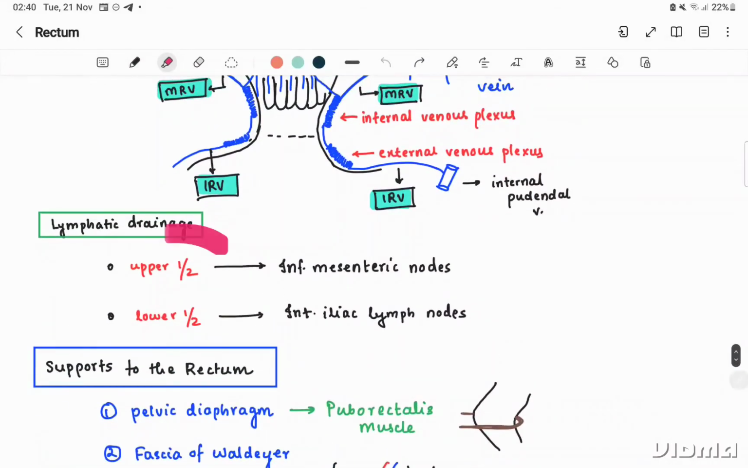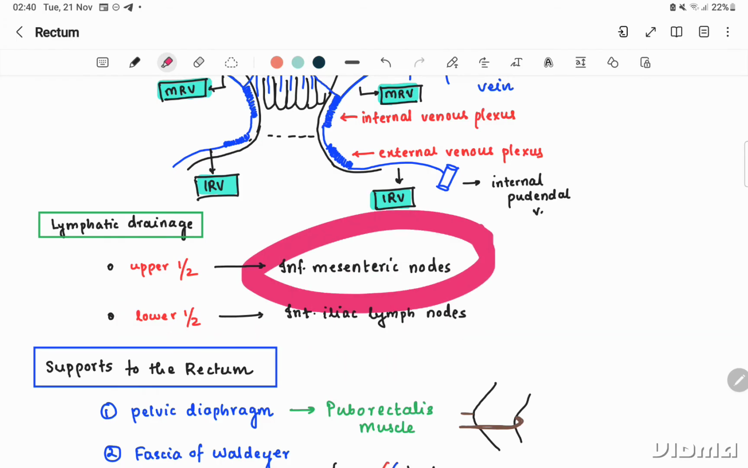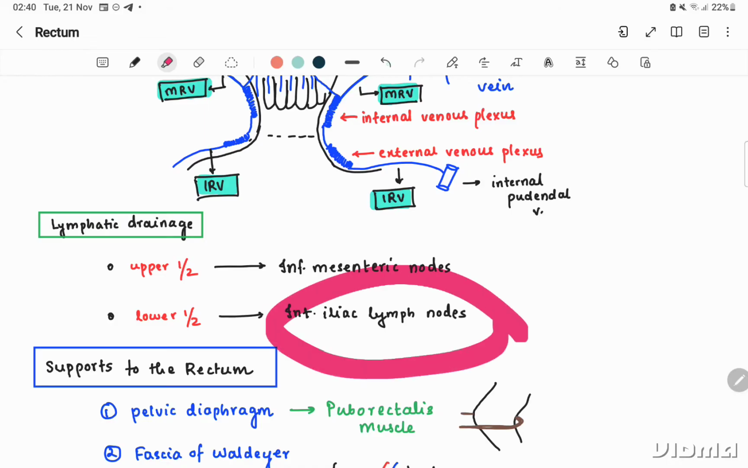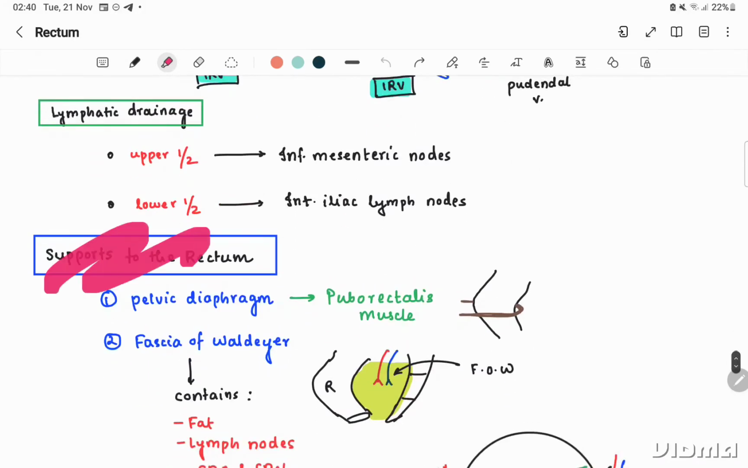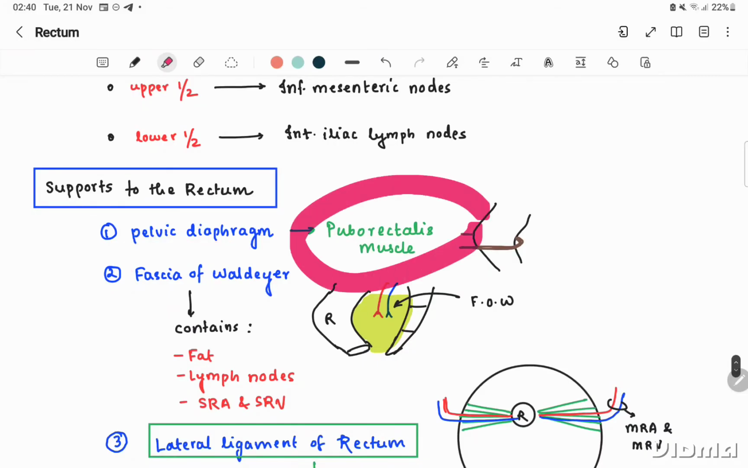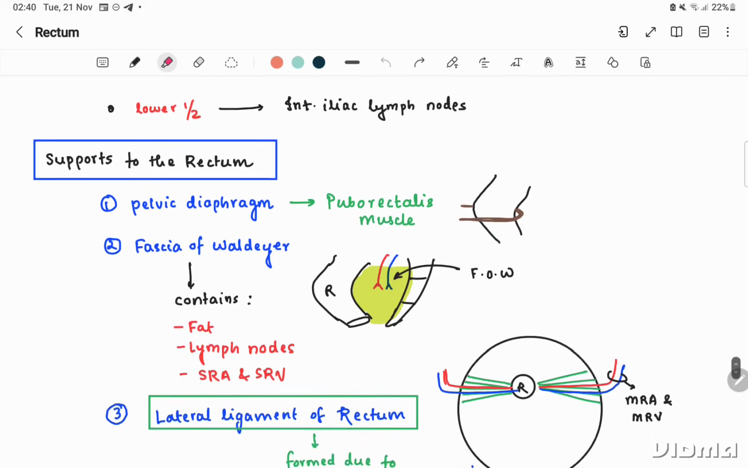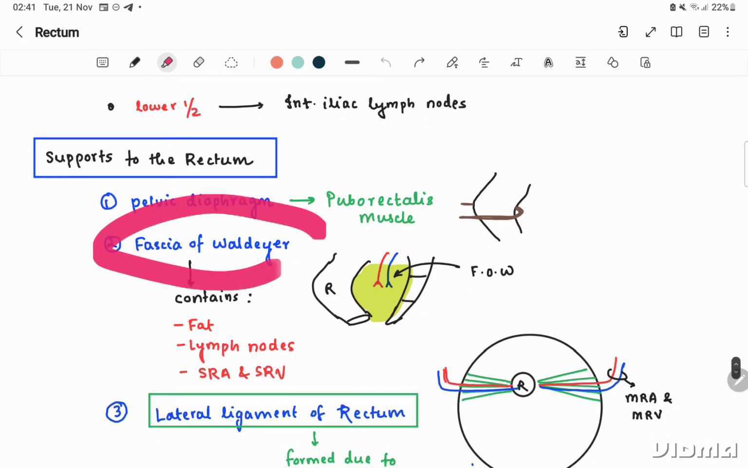Then for the lymphatic drainage, the upper half is drained to the inferior mesenteric lymph nodes, and the lower half into your internal iliac lymph nodes. Inferior mesenteric lymph nodes for the upper part, internal iliac lymph nodes for the lower part. What are the supports to the rectum? Supports from the pelvic diaphragm, that is the puborectalis muscle, which is providing support and is responsible for the curvature of the rectum. The fascia propria.